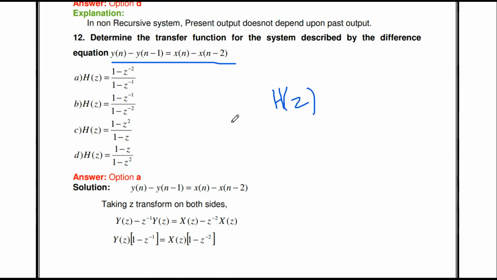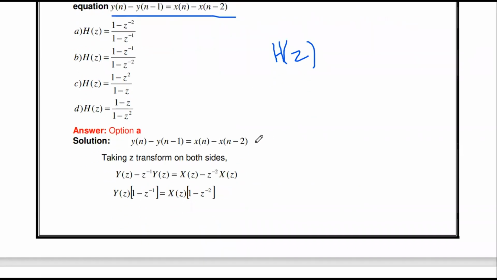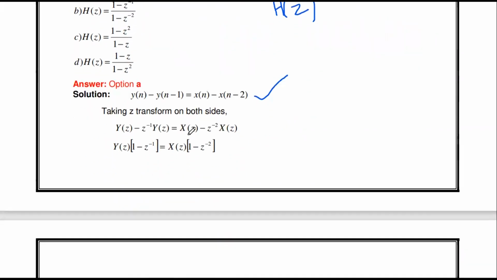So for the given difference equation, we have to take the Z transform. What is the Z transform of y of n? Y of z. What is the Z transform of y of n minus 1? Z power minus 1 Y of z. What is the Z transform of x of n? X of z. What is the Z transform of x of n minus 2? Z power minus 2 into X of z.